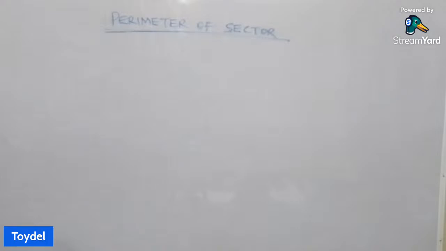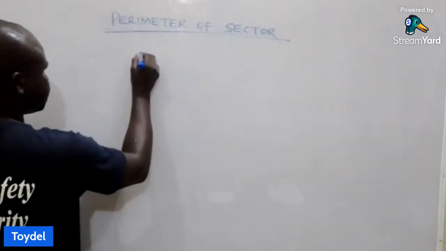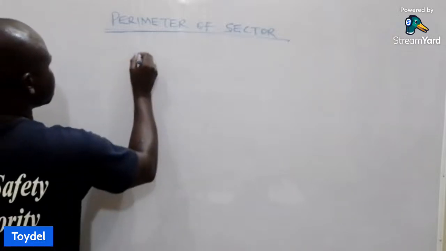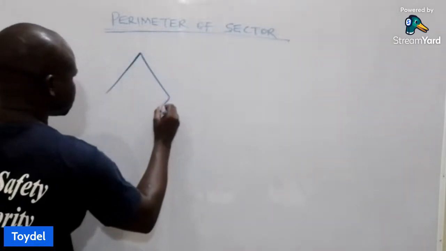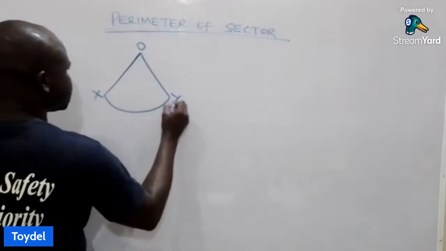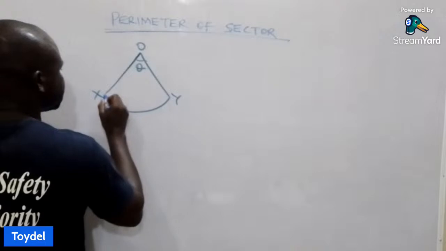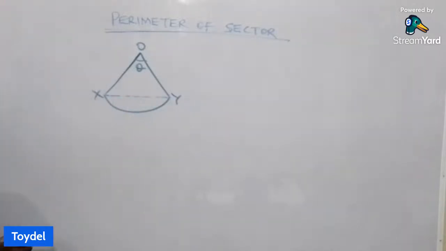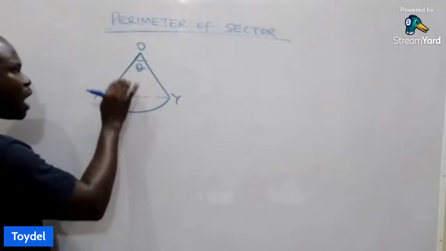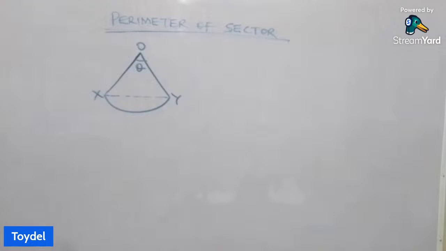Today we want to look at the perimeter of a sector. If this is a sector, with O, X, Y, and this is angle theta, how do we find the perimeter of this sector? You know, a sector is divided into two parts, a triangle and a segment. So how do we find the perimeter of a sector? That is what we are about to discuss today.